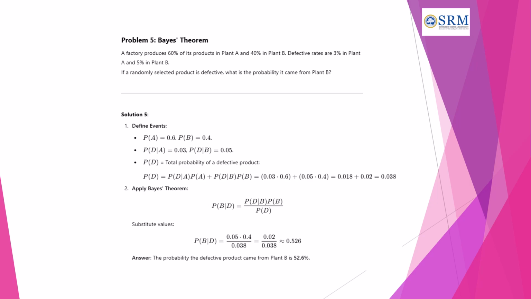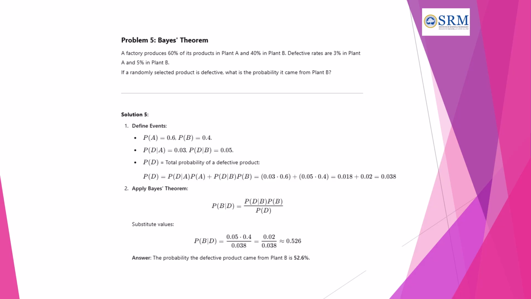Problem 5. Bayes' theorem. A factory produces 60% of its products in plant A and 40% in plant B with defect rates of 3% and 5% respectively. Using Bayes' theorem, the probability that a randomly selected defective product came from plant B is found by first calculating the total probability of a defective product, which is 0.038.